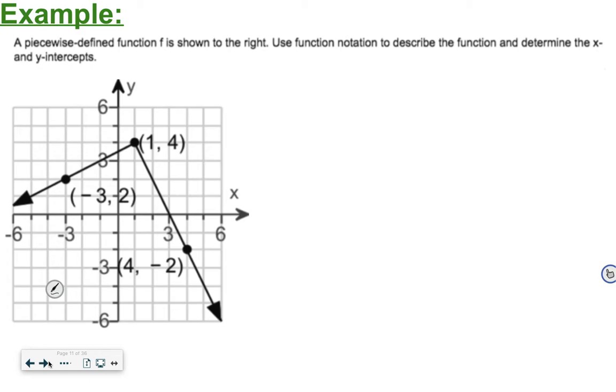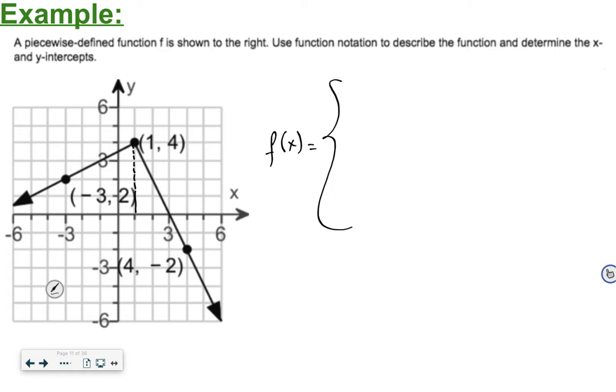Now, this question is about a piecewise defined function. F is shown to the right. Use function notation to describe the function and determine the x and y intercepts. So, ladies and gentlemen, to be able to write this expression as a piecewise defined function, the most important thing is to determine your domain. As you see here, there are two linear lines.